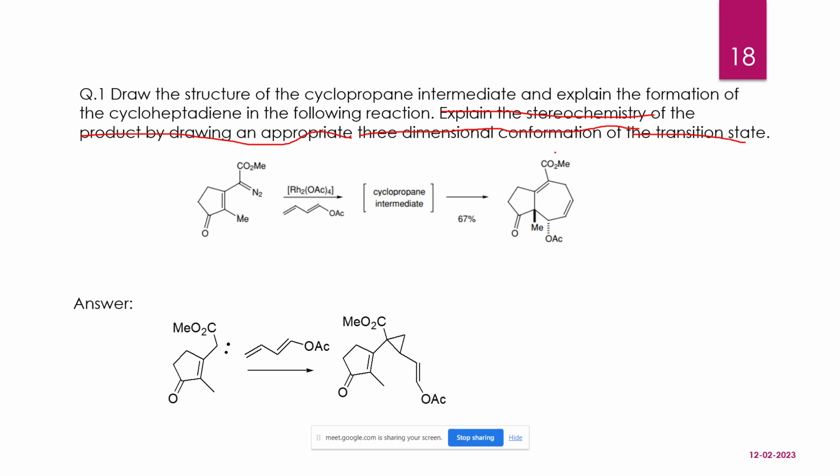Now how we are getting this one, I was discussing before also, through a sigmatropic reaction, a 3,3 sigmatropic reaction. So how is this happening? See, this is a sigmatropic reaction. There will be a 3,3 sigmatropic reaction.